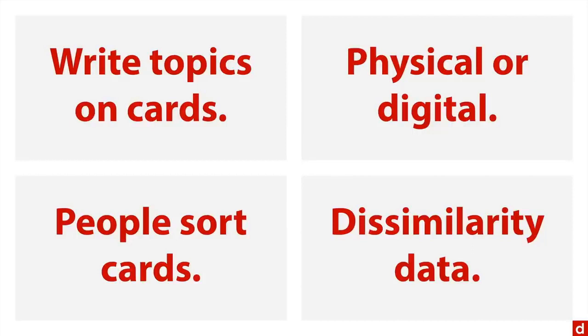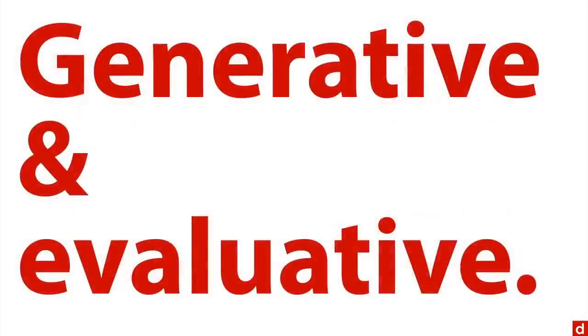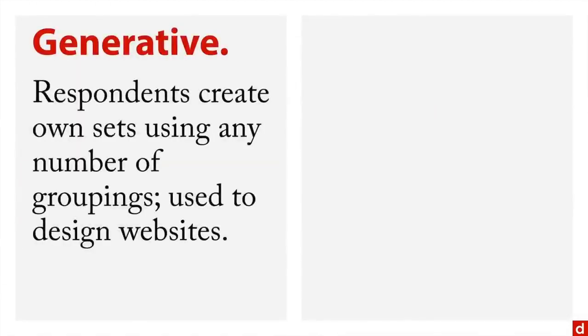Now, there are two very general kinds of card sorting tasks. There are generative and there's evaluative. A generative card sorting task is one in which respondents create their own sets, their own piles of cards using any number of groupings they like. And this might be used, for instance, to design a website. If people are going to be looking for one kind of information next to another one, then you want to put that together on the website so they know where to expect it.